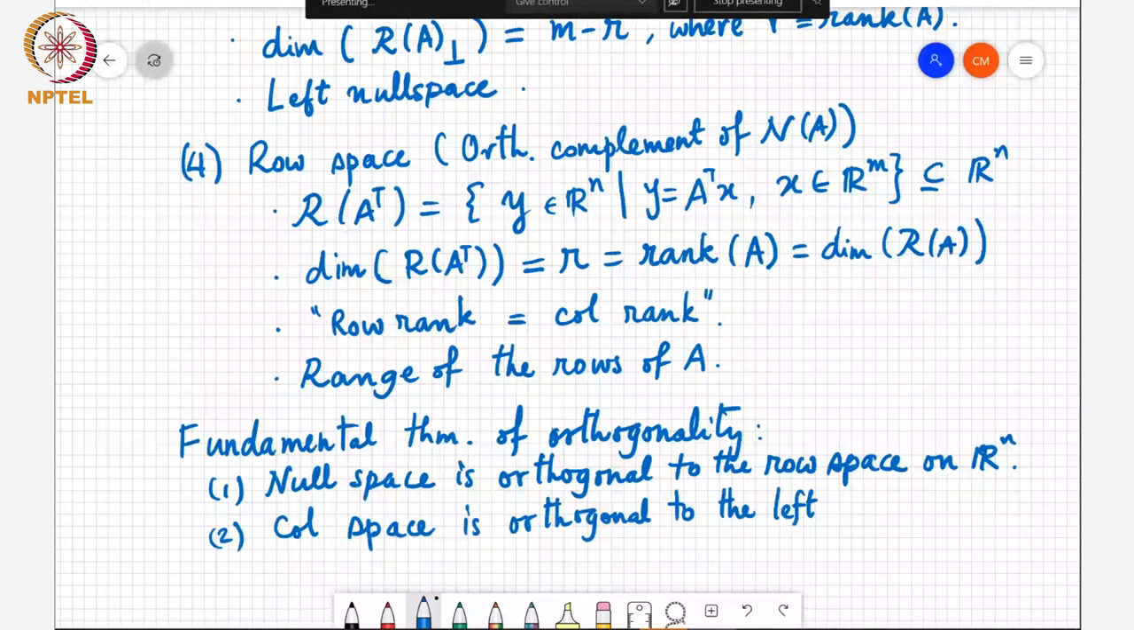So these four subspaces and these two theorems are actually collected together in what is known as the fundamental theorem of linear algebra.